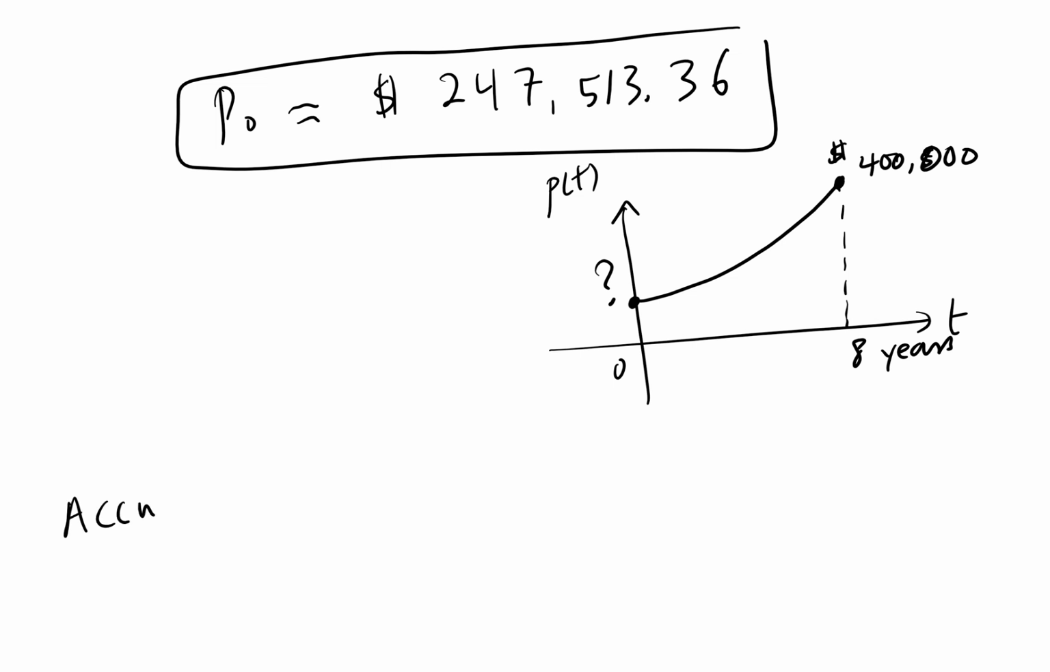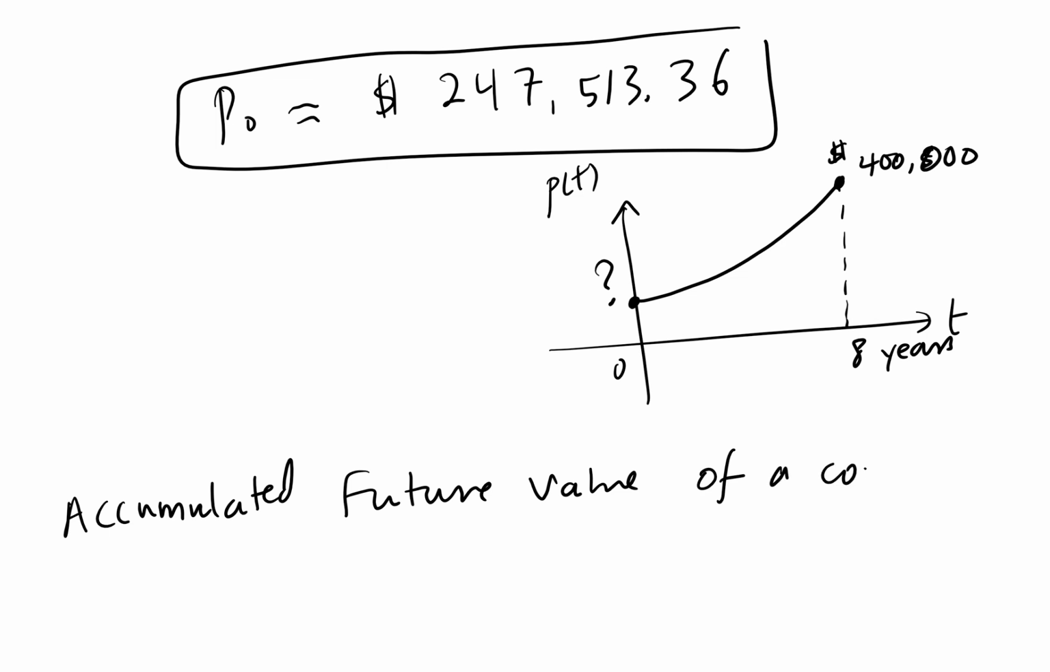So accumulated future value of a continuous income stream.